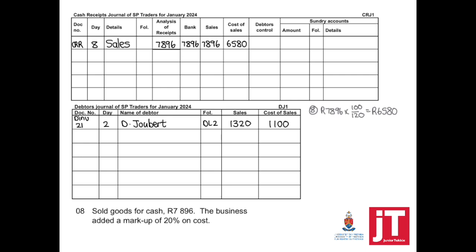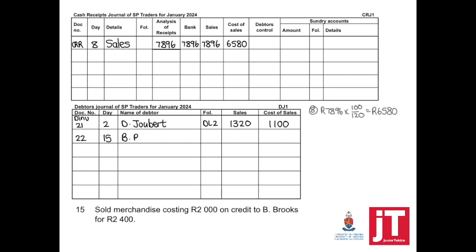Remember to draw a line under analysis of receipts to show that you've closed off the transactions on that day. Day 15, sold merchandise costing 2,000 on credit to B. Brooks for 2,400. So when we're selling goods on credit, it means debtors journal.